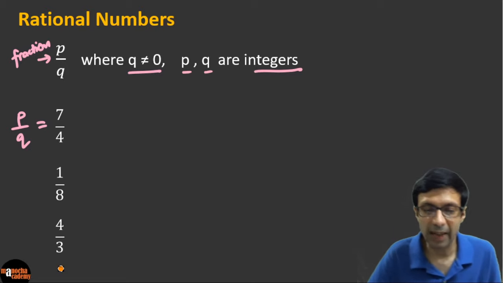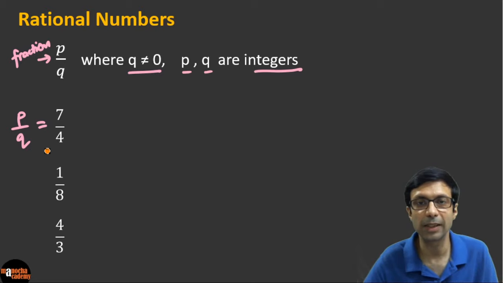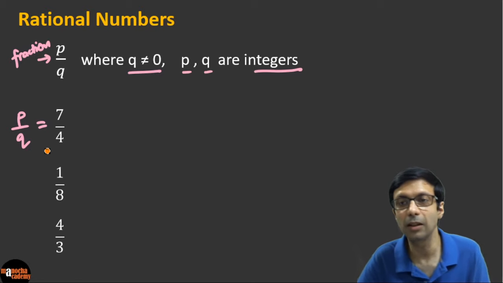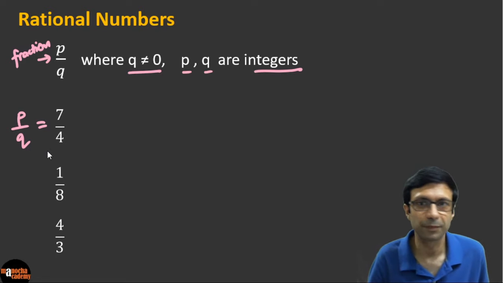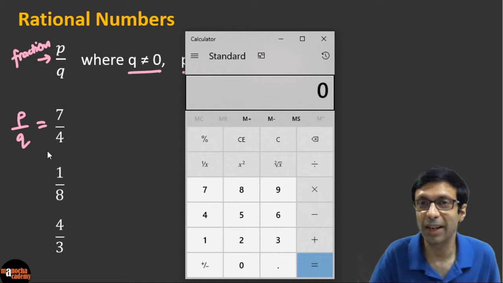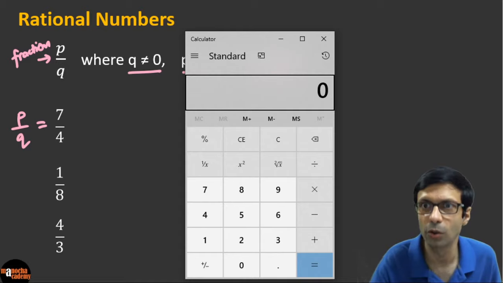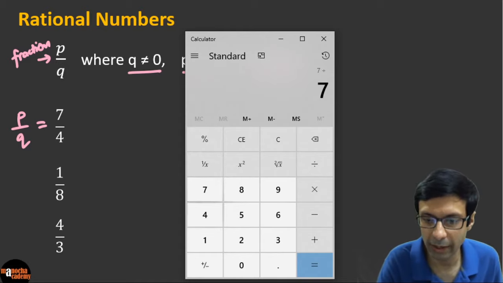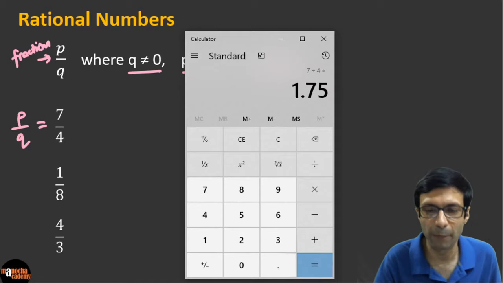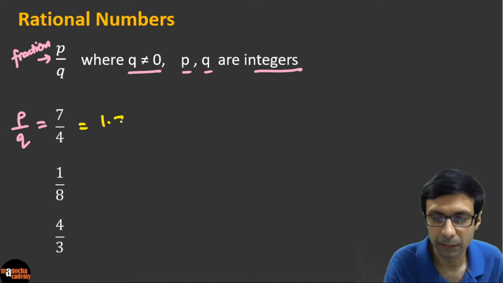So guys, let's calculate these numbers. 7 by 4, 1 by 8, these are expressed as fractions, and let's express them in decimal form. I'm going to pull up the calculator here for you. Actually you should practice division yourself, but let's take a look with the help of the calculator also. So 7 divided by 4, the first number, is 1.75. Let's write that down here. So this number is 1.75.